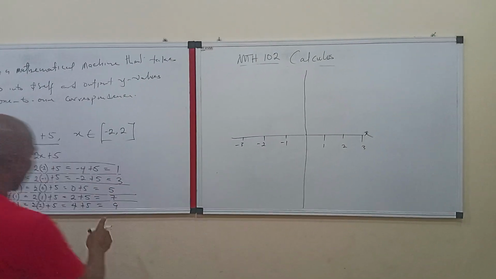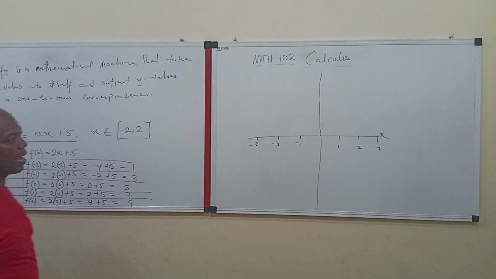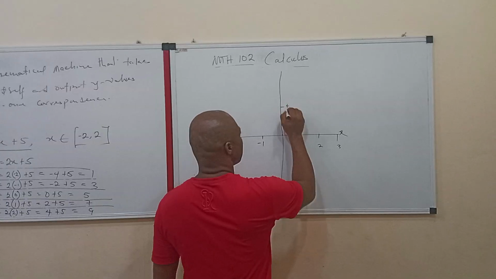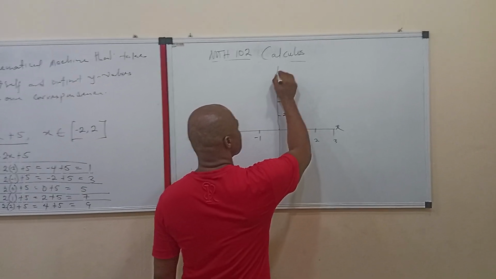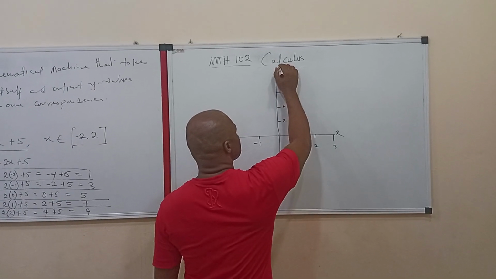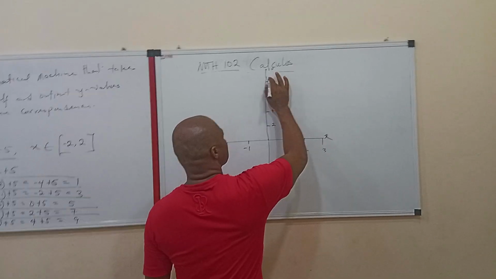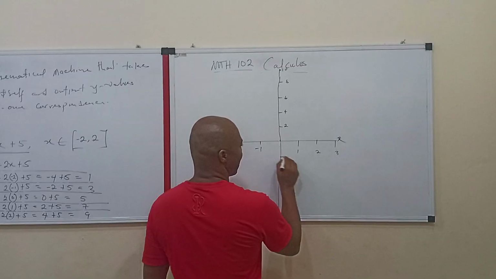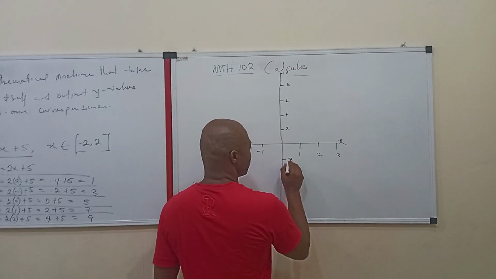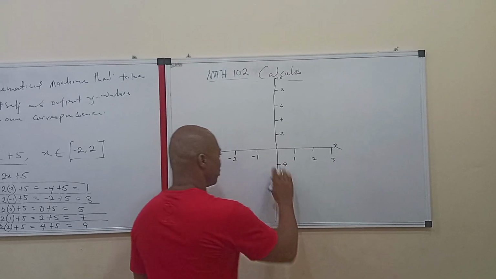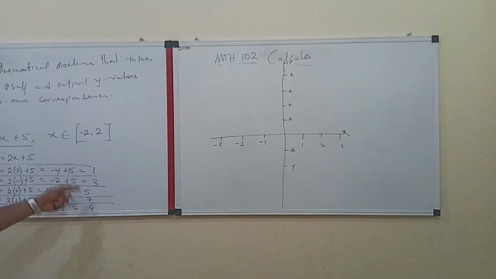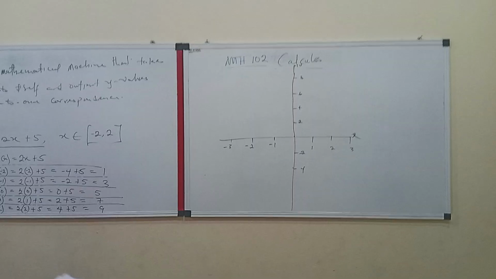Whereas on the y-axis, the maximum number is 9. So we can take our units to be 2, 4, 6, 8, then 10. We don't need to go to negative values because all of them are positive. So with this, we can now plot.